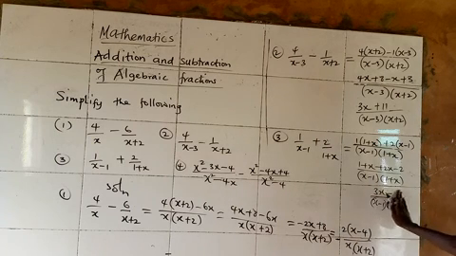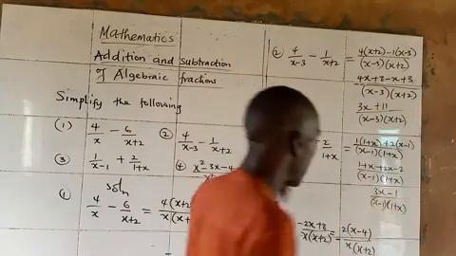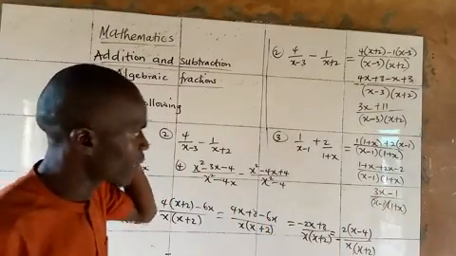Okay, sorry. 1 minus this, I think we'll be having minus 1. Please, this one is going to be your answer. Please correct that one there. Correct it. That one is going to be your answer.